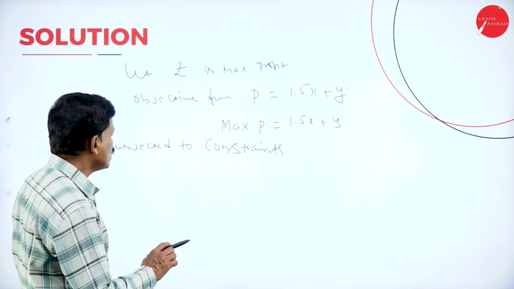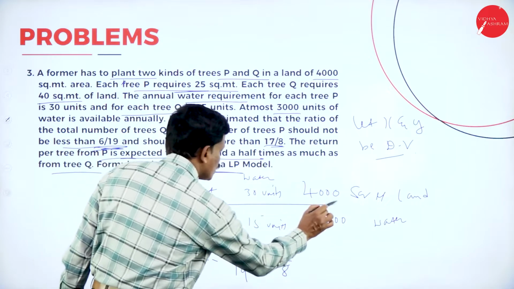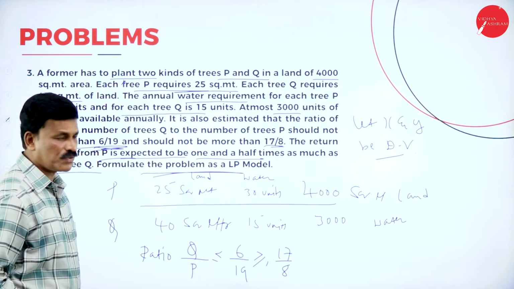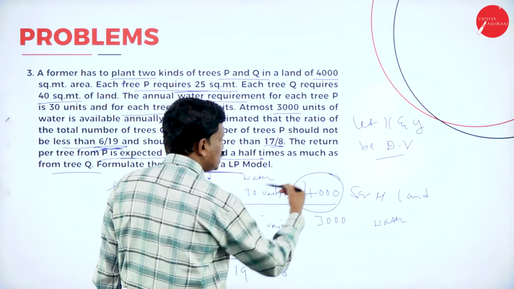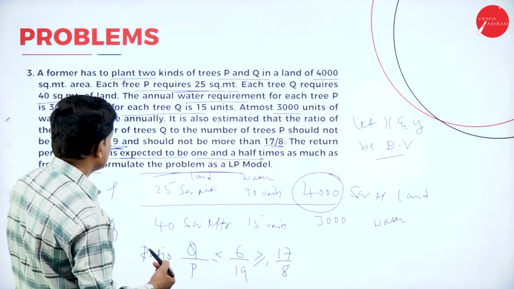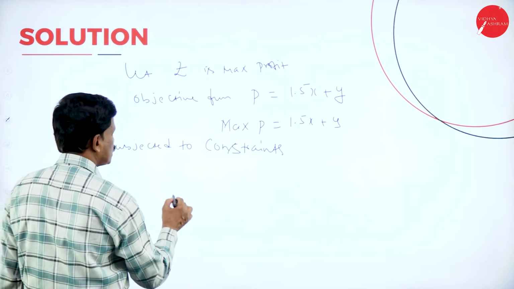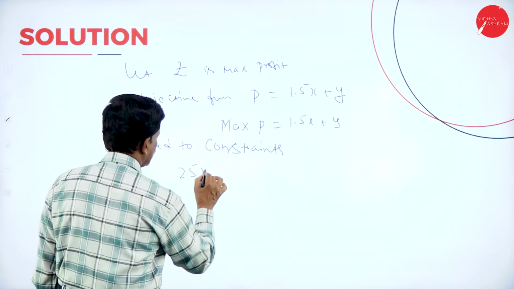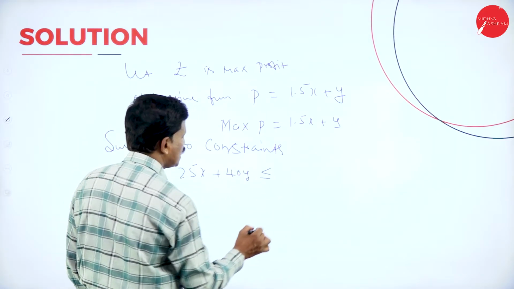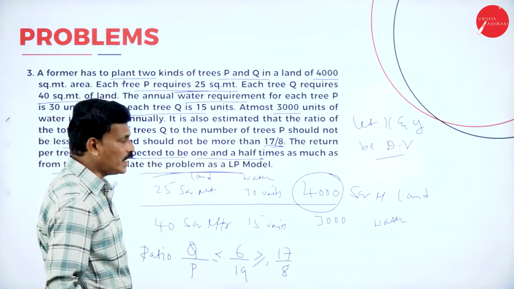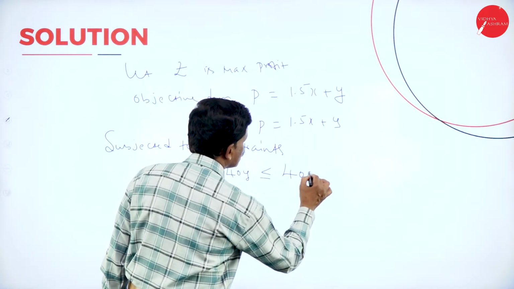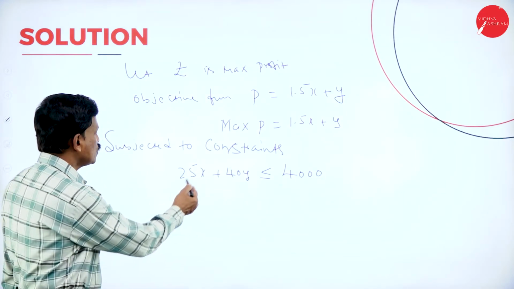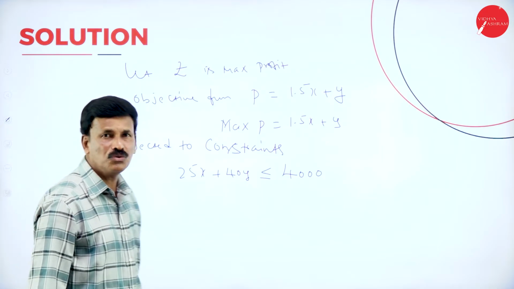Let us consider the first, the land. Land given is 25 square meters for X and 40 square meters for Y, and the maximum available land is 4000 square meters. So the first constraint is 25x plus 40y is less than or equal to 4000.